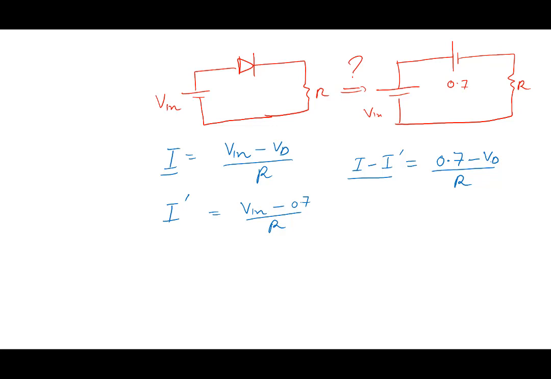Let's take the error. Error is going to be what? Error is going to be I minus I dash divided by I. Percentage error. So that's going to give us 0.7 minus Vd divided by V in minus Vd.